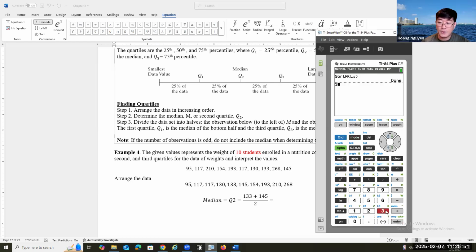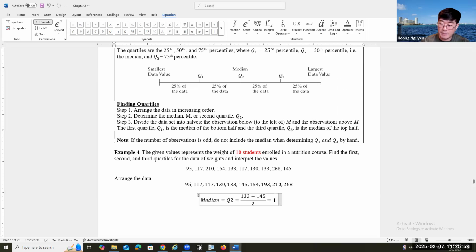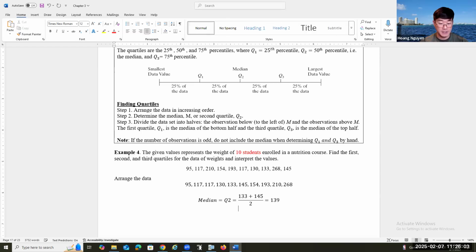So 133 plus 145 divided by 2 is 139. Okay, so that's going to be my overall median, the Q2. Now we're going to find Q1. How are we going to find Q1 then?